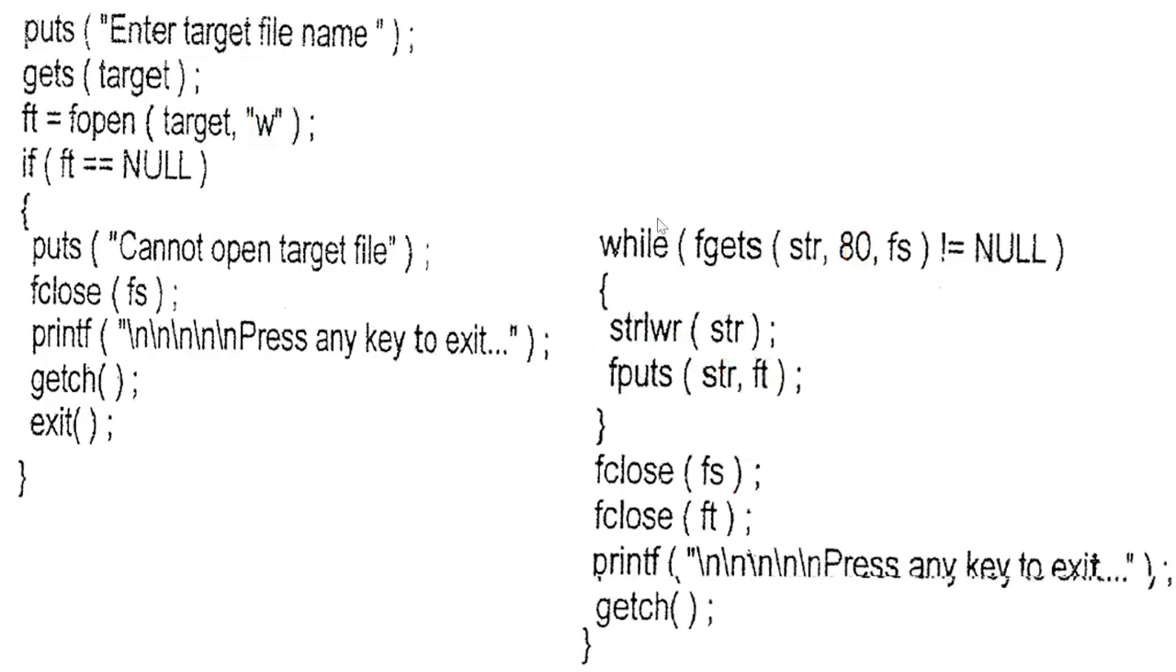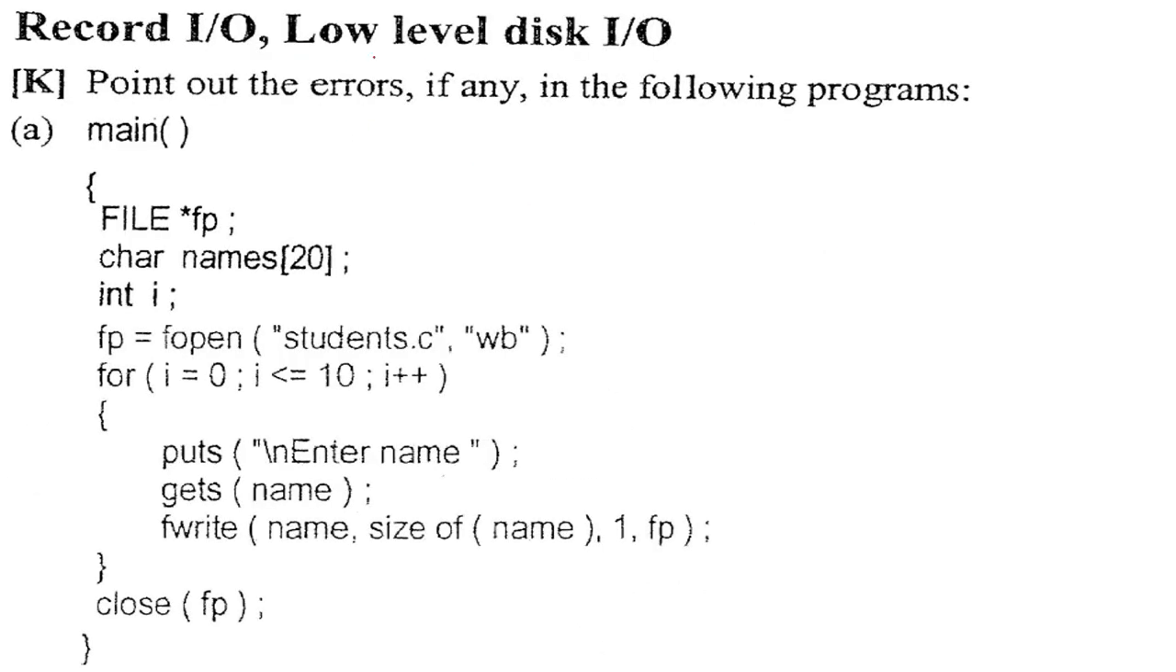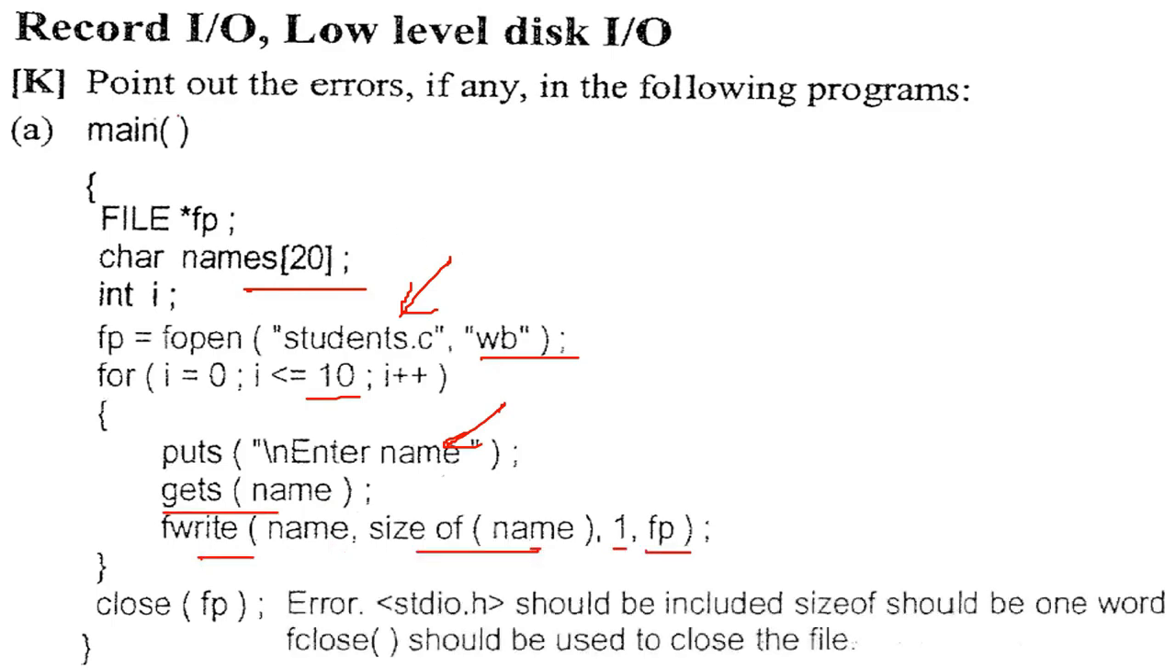Record IO, low level disk IO. So we have to point out the error. FILE *fp, char name, this is 20 we have taken. This is say student.c, and we opened it in write binary. So this is from 0 to 10 we have taken. Enter the name, got the name, and just fwrite the name with the sizeof name, 1, fp. So what is the error? The error is, first of all, stdio.h has to be there, and this sizeof has to be one word. This has to be one word, not like this, right?